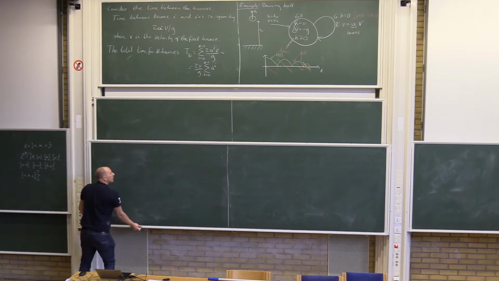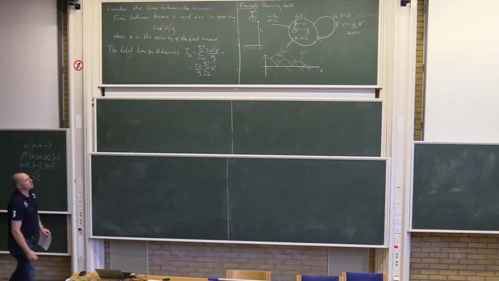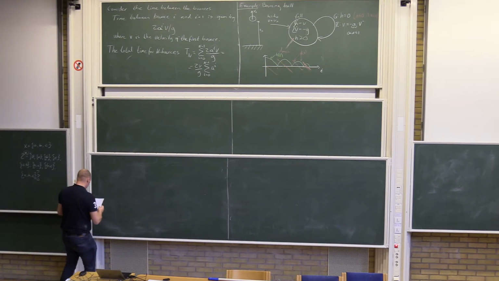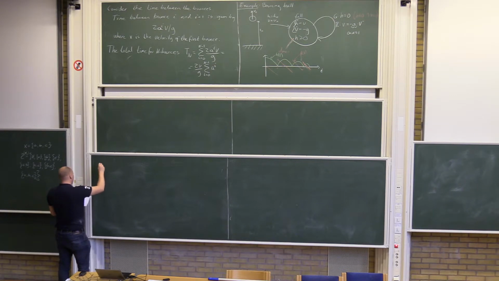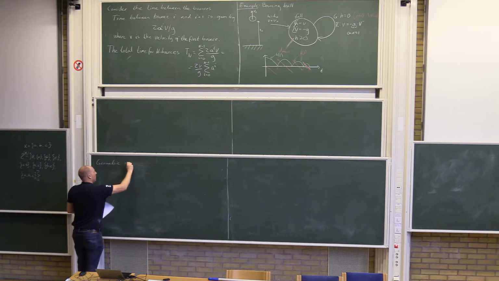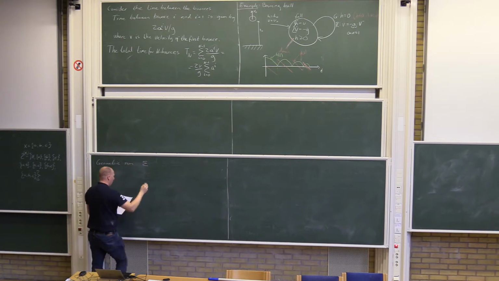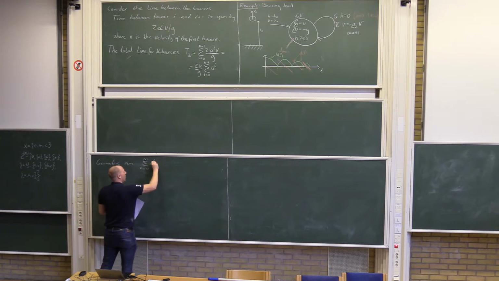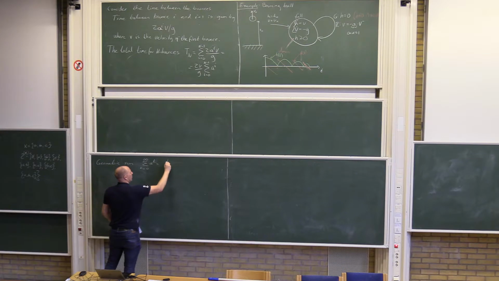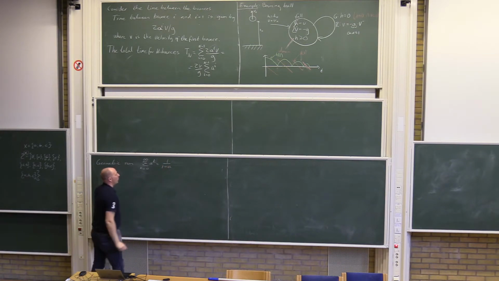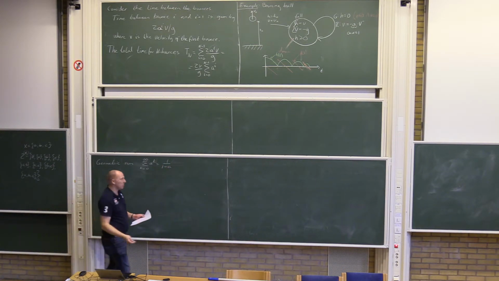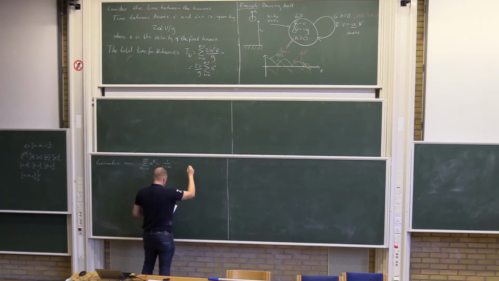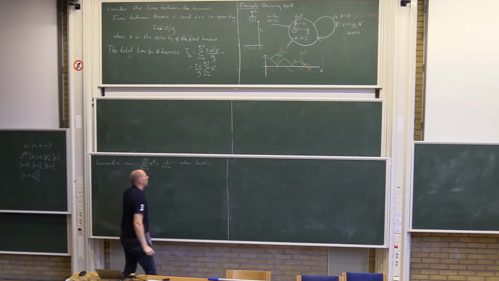Okay, so if you remember your geometric sums from your first math courses here, there you learned that the sum from k equals 0 to infinity of a to the power of k is equal to 1 over 1 minus a, under the assumption that a is less than 1.